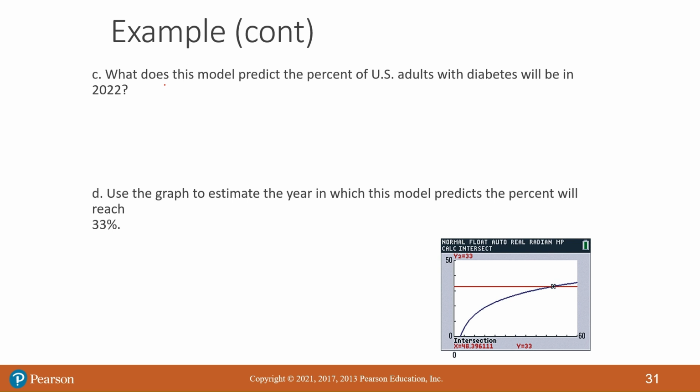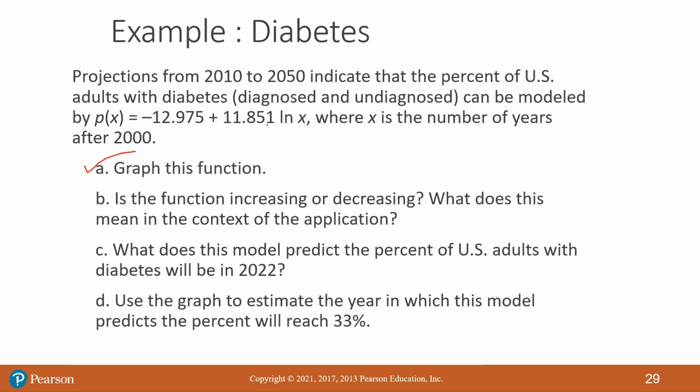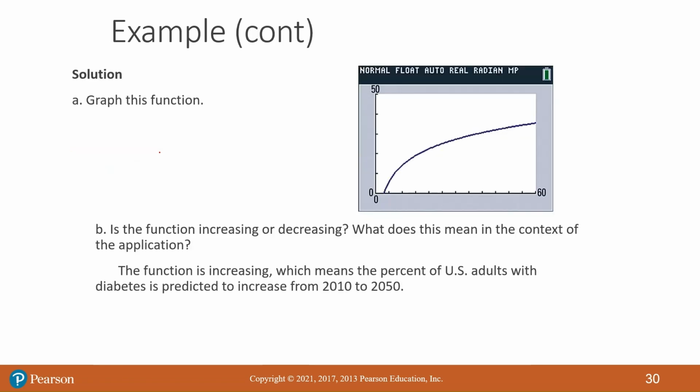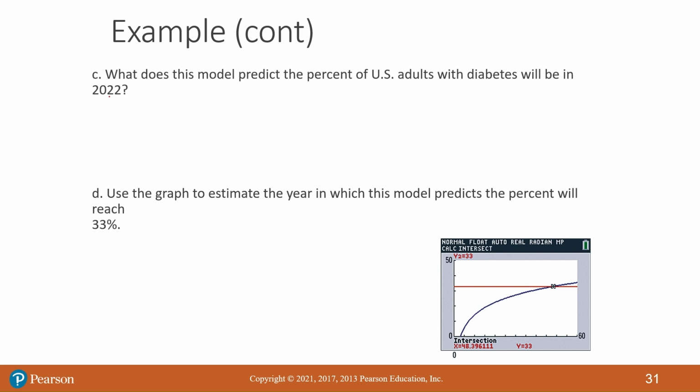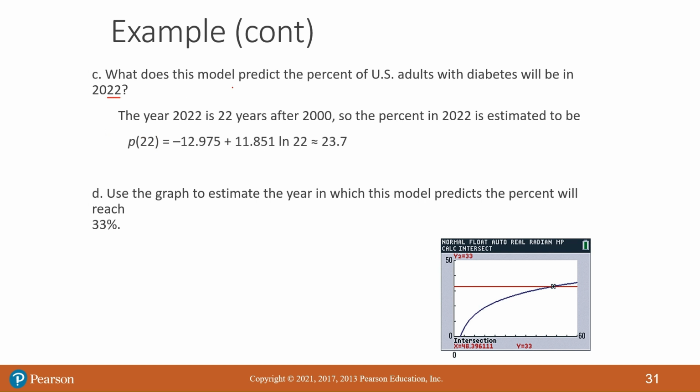Okay, so what does this model predict the percent of US adults with diabetes will be in 2022? Now, keep in mind that x is the number of years after 2000. How many years after 2000 is 2022? 22 years after 2000. So what we need to do is plug 22 into our equation. You can solve it out on your calculator, and you can see that you'll have 23.7.